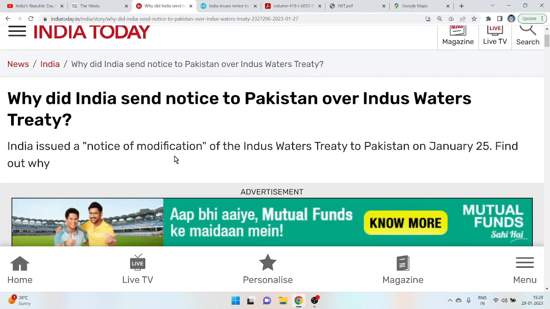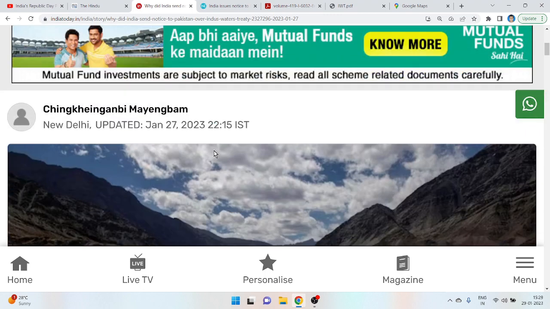India issued a notice of modification of the Indus Water Treaty to Pakistan on January 25. So, India wants to modify the treaty. That's why India sent a notice of modification. It means India wants to sit at a table with Pakistan to discuss the modification of the treaty.